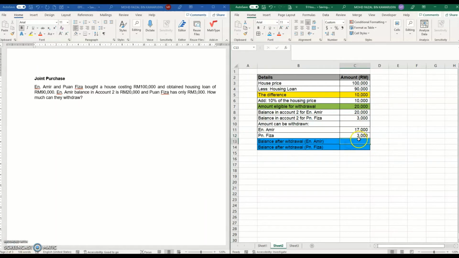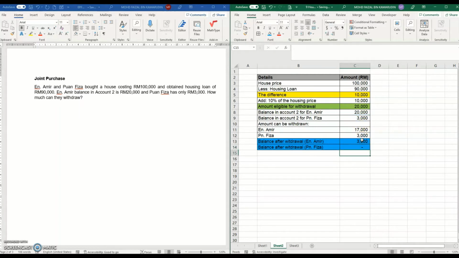Okay, so the amount after withdrawal for Encik Amir is simple. We just take this one, 20,000 minus this. So he will have 3,000 for Puan Fiza. Okay, this minus this, so 0.